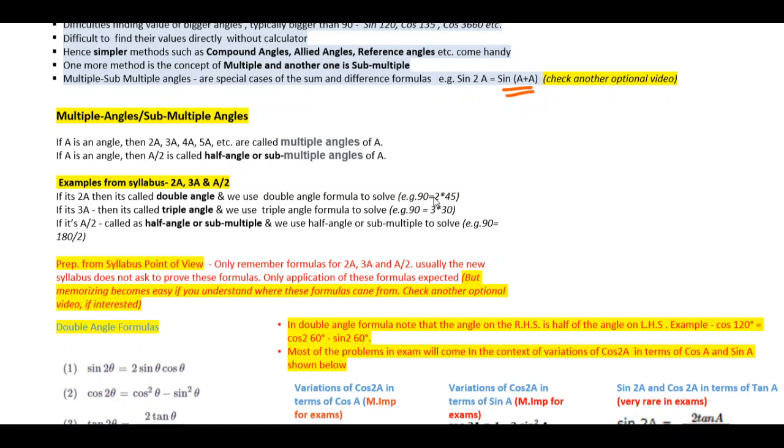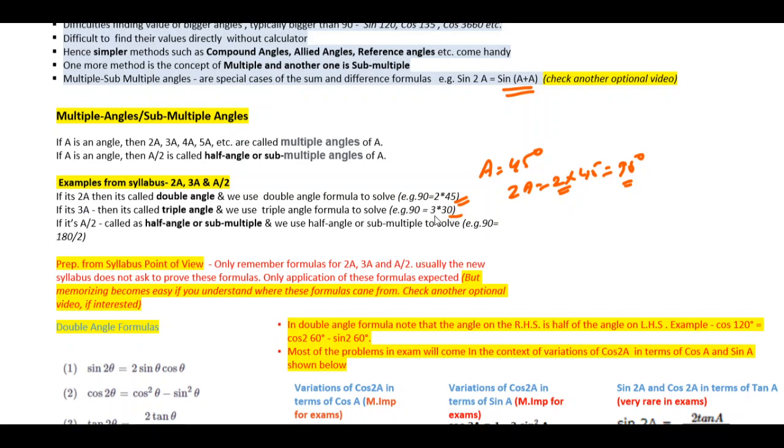And just to give a perspective, if you see here, like the way I put, if the given angle is 45, right? If a is equal to 45, then the double angle, or 2a, is equal to 2 into 45, which is equal to 90. So 90 is a multiple angle of 45, and in this case it's a double angle because 45 multiplied by 2 is 90. And similarly, if the given angle is 30, and you want to calculate the triple angle, 30 multiplied by 3 is 90.